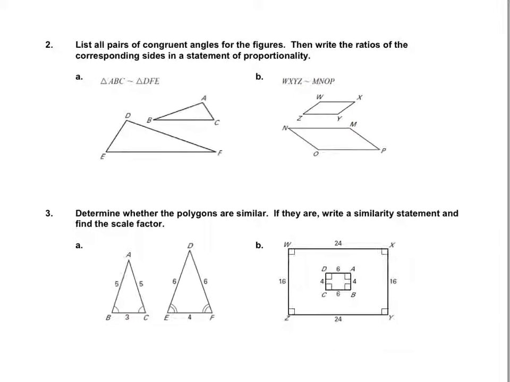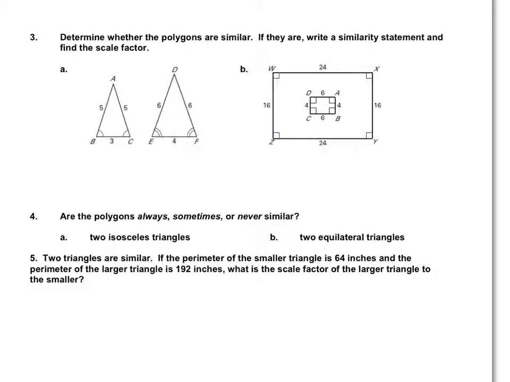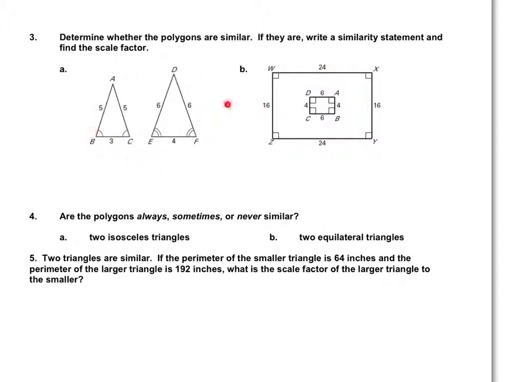Number 2, you're listing the pairs of congruent angles. Then you're writing ratios of the sides with a statement of proportionality. You already know that they are similar. In number 3, you have to determine yes or no if the polygons are similar. So in A, look at these triangles. Are they similar triangles? Yes or no? If they are, write a similarity statement. Make sure you do that part.